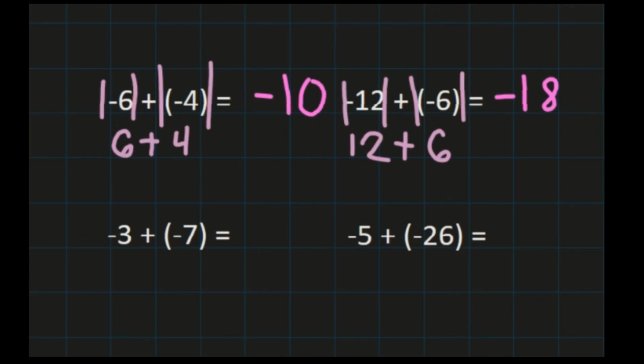And let's just look at a couple more. So we have negative 3 plus negative 7. So I'll have 3 plus 7. 3 plus 7 is 10. And I'm going to keep the negative sign. So my sum is negative 10.